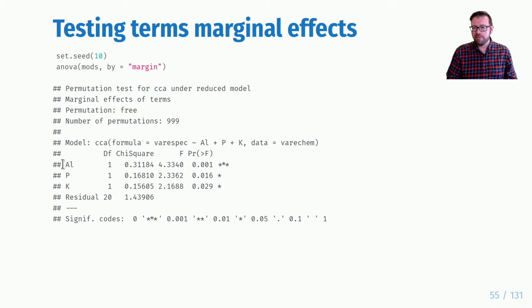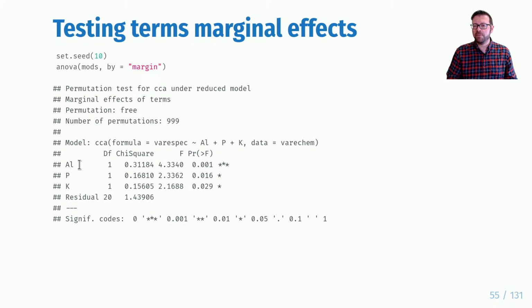Okay, then the line for phosphorus is saying, if I have a model with aluminium and potassium in, how much does phosphorus add? And likewise the same for potassium. If I want to test for potassium here, that's it. We have it relative to a model that contains aluminium and phosphorus. So each line in here says what is the additional effect, given that I have all the other things in the model already.